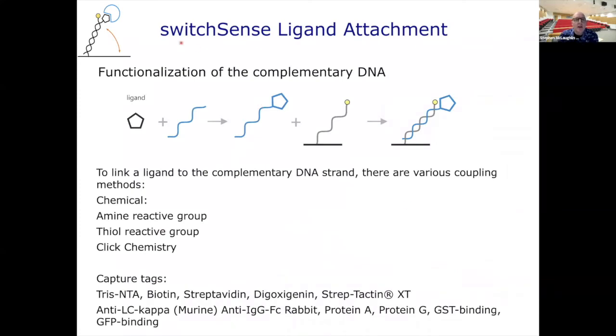Okay, so for switchSENSE, it's slightly different. We want to form this nanolever. So there's one with the fluorophore that's permanently attached, and we want to flow across this one in blue, which is going to have our analyte. So we need to get this complementary strand attached onto the ligand. We could do that with, say, amine cross-coupling, or with thiol reactive groups, or click chemistry, or we could just, as I said before, use different capture tags that are already on this surface.